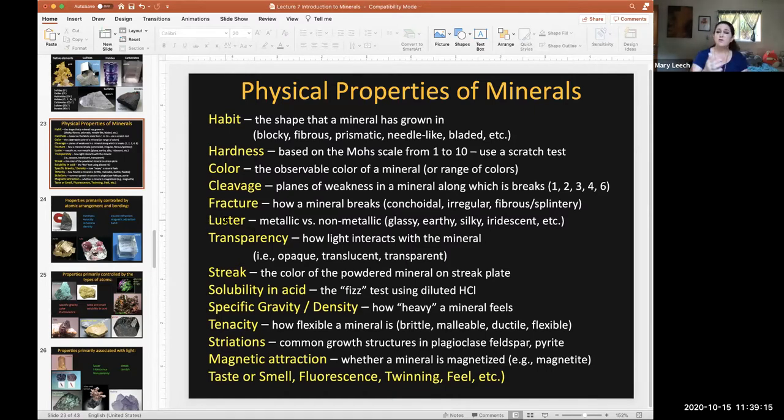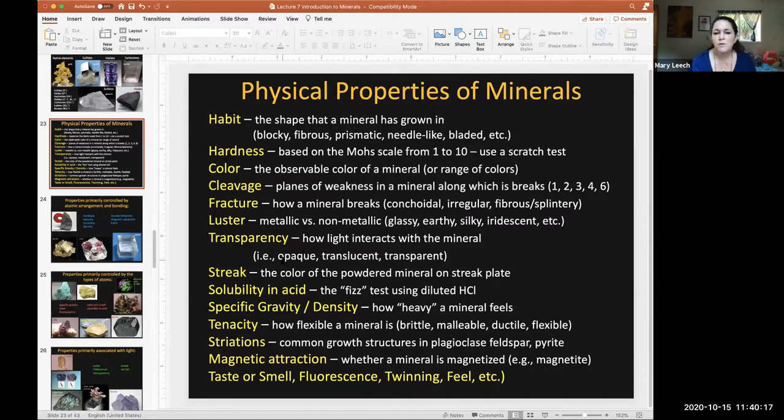Luster is important. A basic difference is metallic versus non-metallic. I'm trying to get these in focus. Okay, so the pyrite has a metallic luster. The feldspar has a non-metallic luster, so it doesn't have a sheen like gold, silver, copper, any kind of metallic sheen like that. It tells you that there are metallic bonds in the mineral that distinguish it from non-metallic minerals, and that's your first breakdown. Then non-metallic minerals you can describe as having a glassy luster, an earthy luster, silky, like the satin spar I would describe as silky, or that labradorite was iridescent.